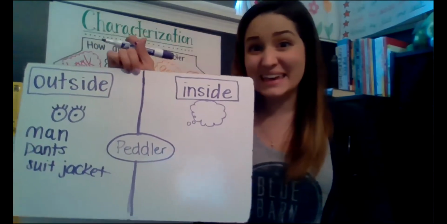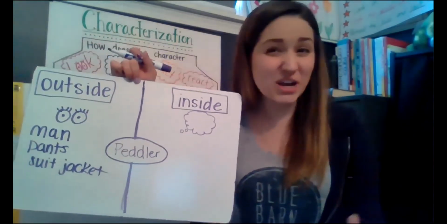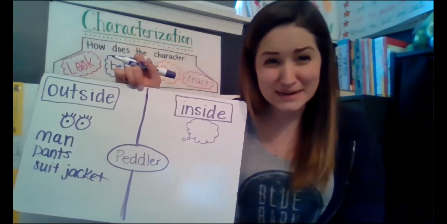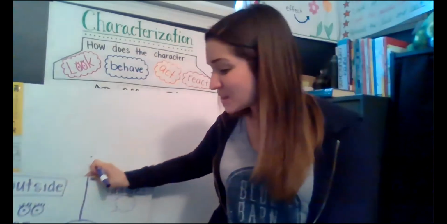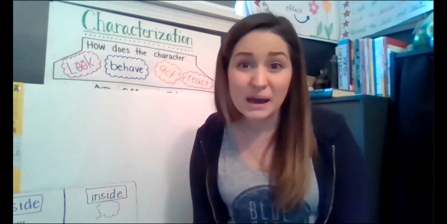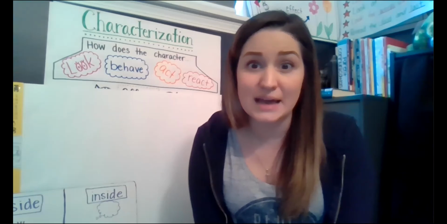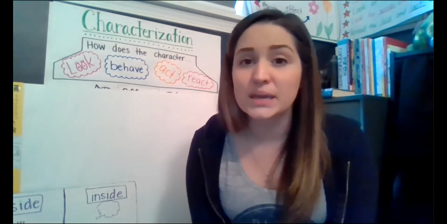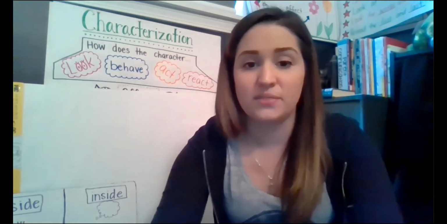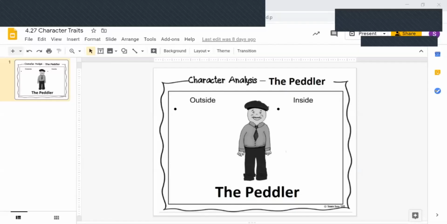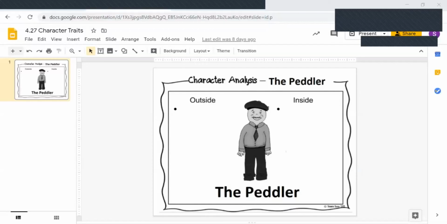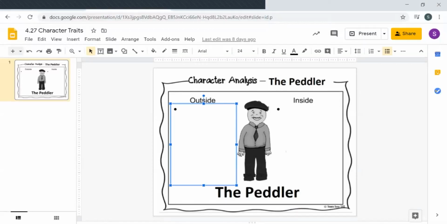Now, on the inside, I want you to try to do this all by yourself. We've been practicing this a ton. There's a couple things that I want you to think about when you think of the peddler. So I'm going to pull up our assignment in Google Classroom so you can see it, so that we can start to think about what we might put there. So on Google Classroom, when you click your assignment, you are going to see this page here. And it's just like we've been working. The character we're talking about is the peddler, and we're going to talk about the outside and the inside.